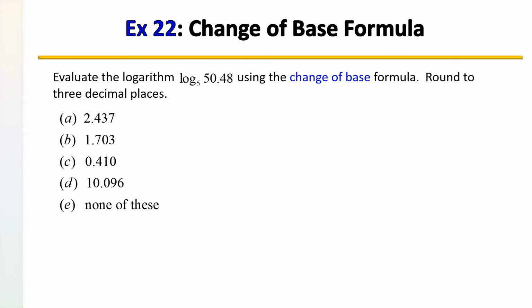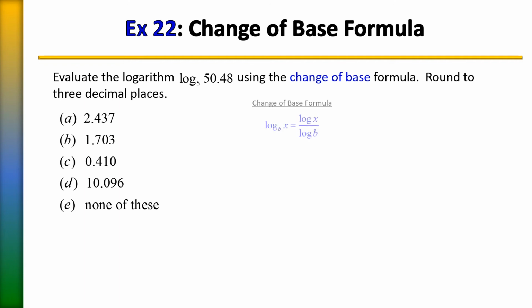Evaluate the logarithm log base 5 of 50.48 using the change of base formula. Then round your answer to 3 decimal places. So recall the change of base formula is as follows. Log base b of x is equal to log x over log b. So plugging that into the given log, it's going to be log 50.48 on top over log 5 on bottom.